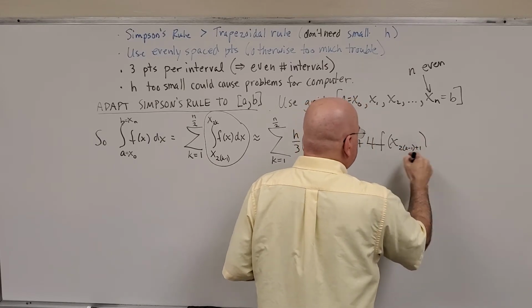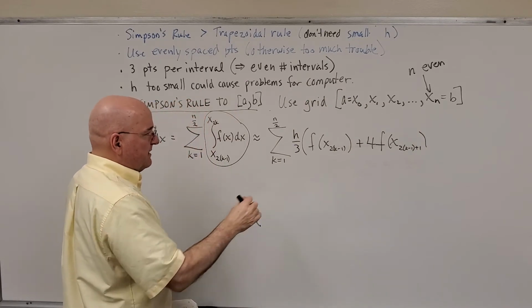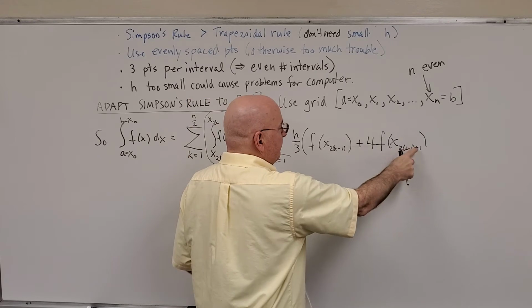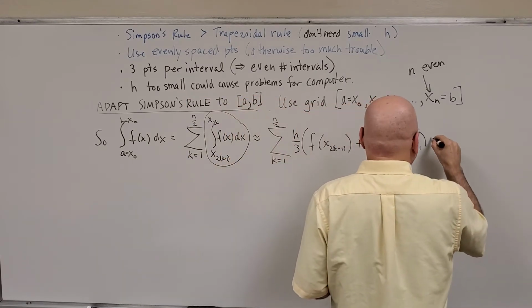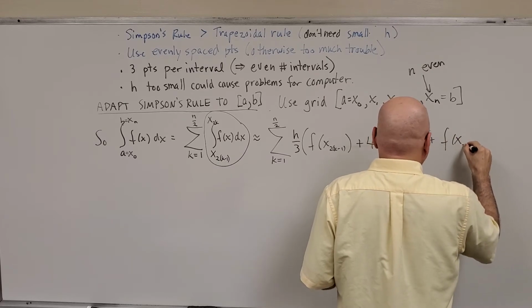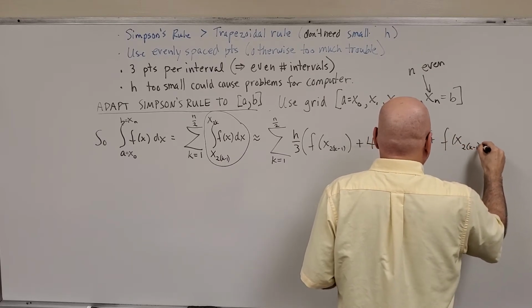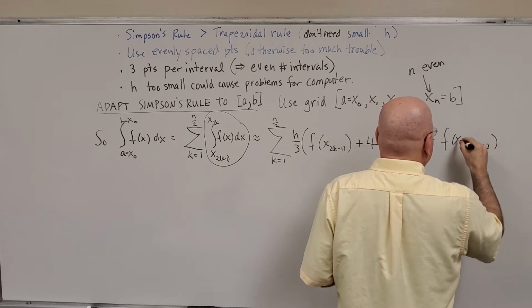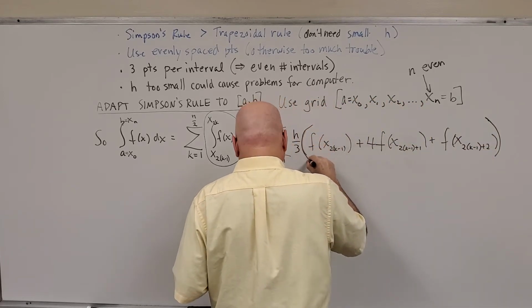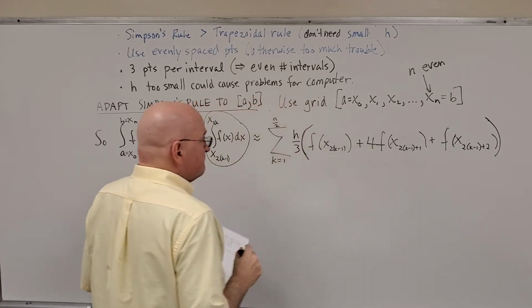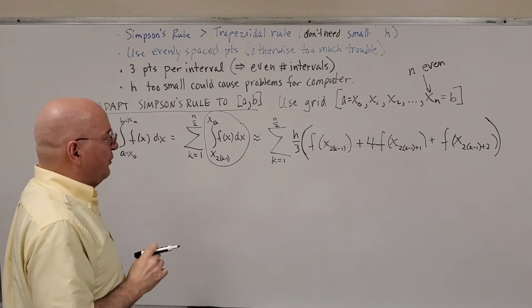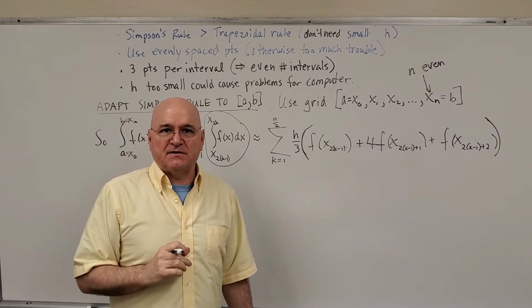And I could have simplified that index, but I just want to make it obvious. We're starting at this number, 2 times k minus 1. The next one is going to be that plus 1, and then the next one is going to be plus 2. Okay, that's the formula, but that is even inefficient.